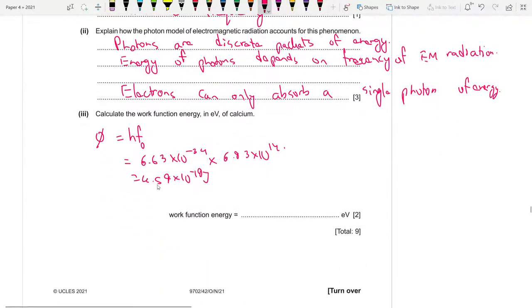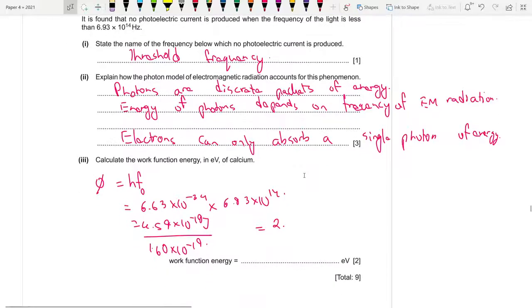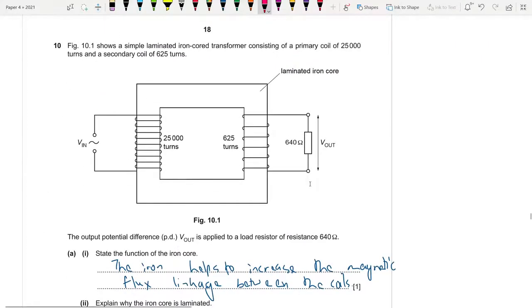To convert joules to electron volts, you need to divide by the elementary charge, 1.60 × 10^-19. So we are getting a value of 2.87. Our data is 3 significant figures, so we should also give our answer to 3 SF. 2.87 electron volts is fine. Okay. Moving on to 10, 11, and 12, last three.